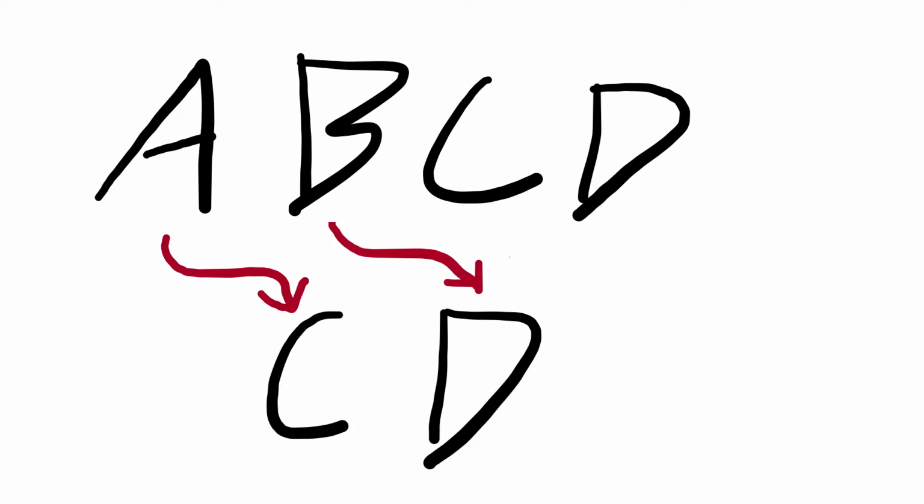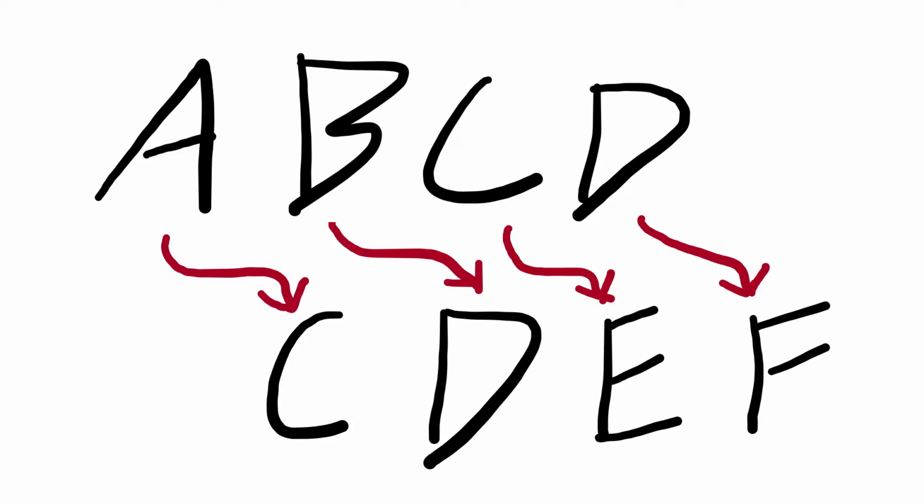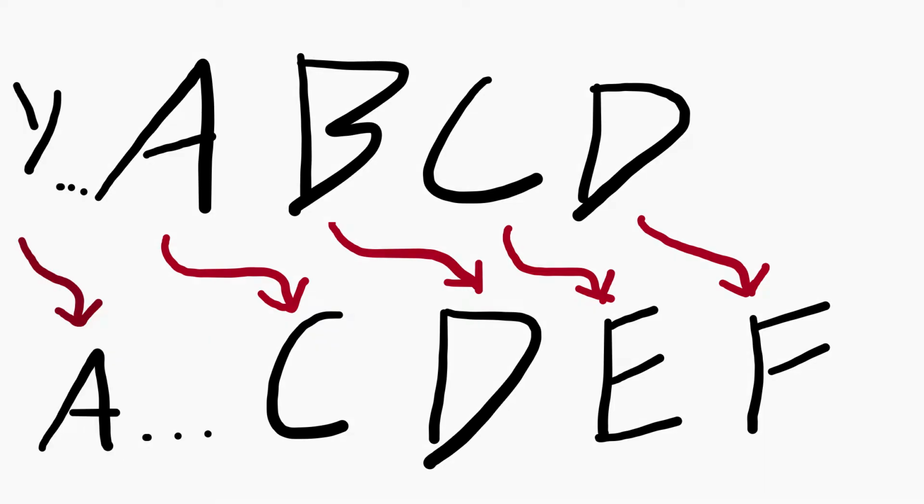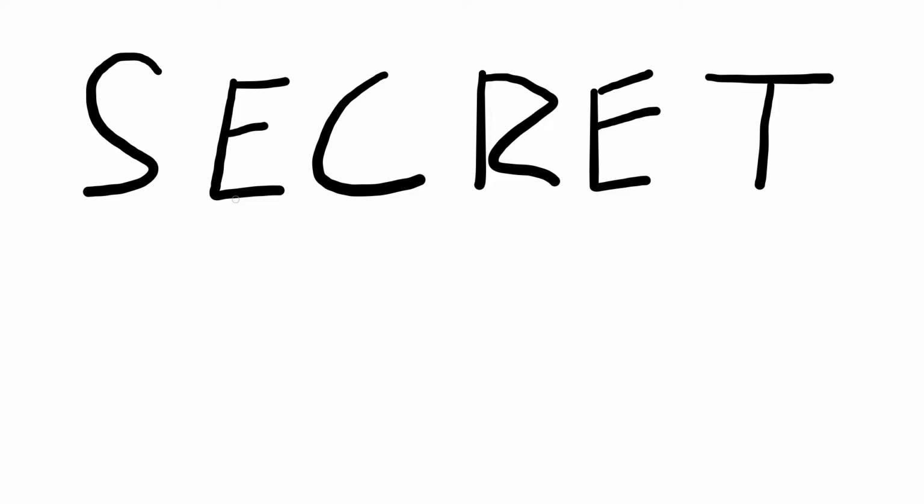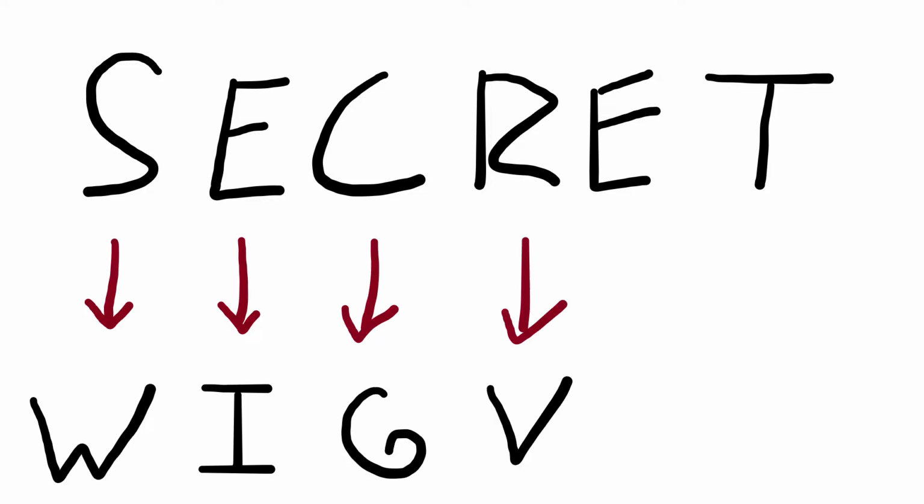Essentially, all you do is you get your message and shift each letter down the alphabet a certain amount. So if you want to do a shift of 2, A goes to C, B goes to D, and so on until you wrap back around and Y becomes A. Alright, let's do an example. If I have the word secret and I shift it by 4 letters, it will now turn into WIGVIX.